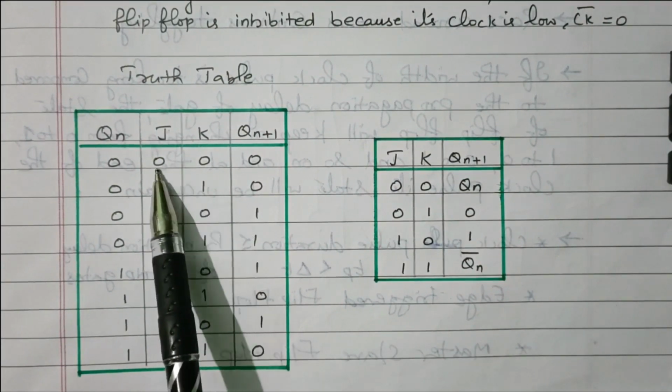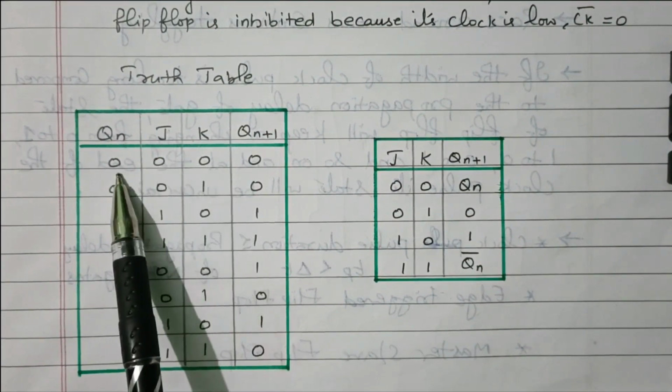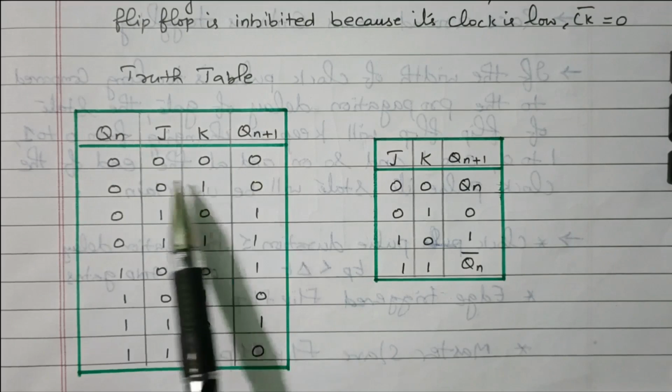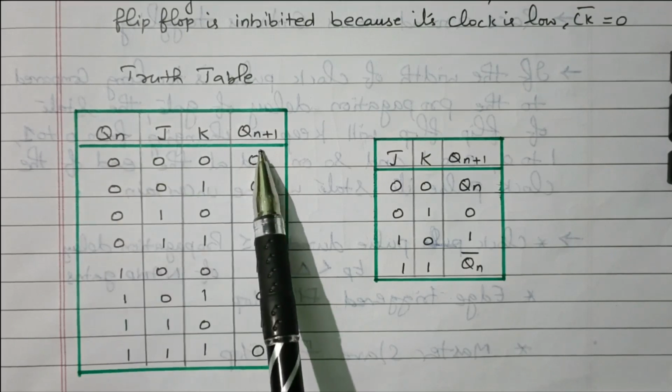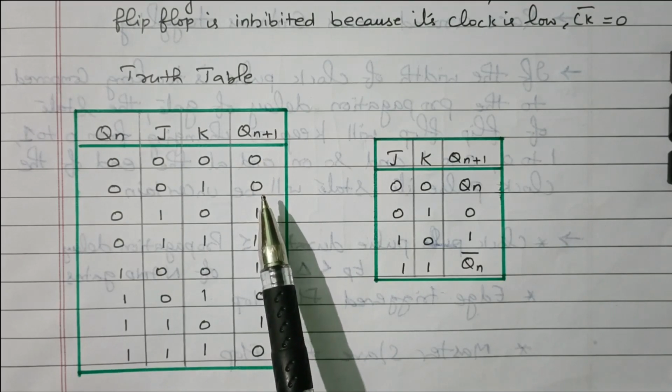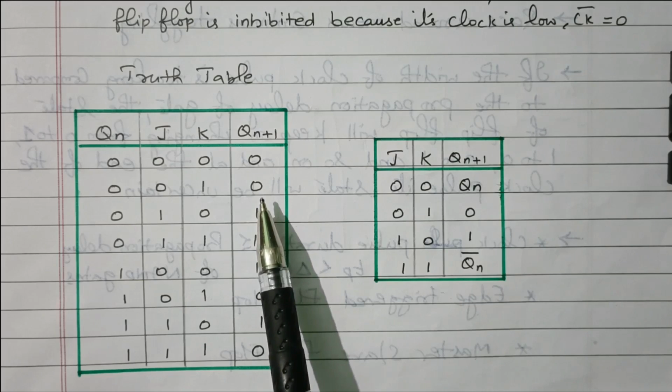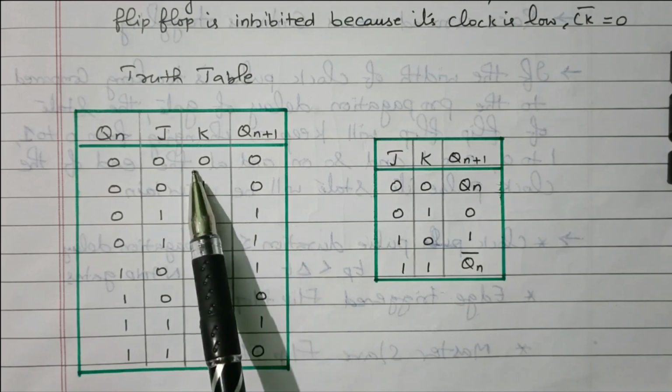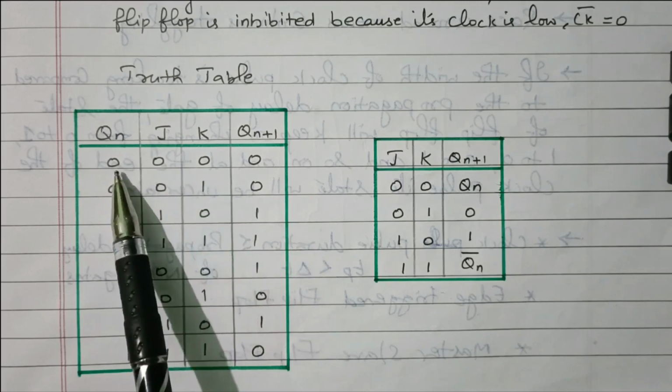So these are the two inputs, J and K. This is the present state and this is the next state. Qn is the present state, Qn plus 1 is the next state. We know that a flip-flop is a storage element. It will store 1 bit of data. The output depends upon the input as well as the earlier available output.